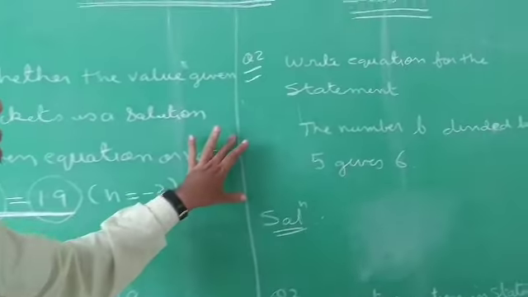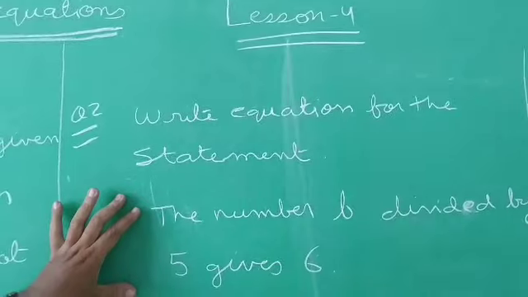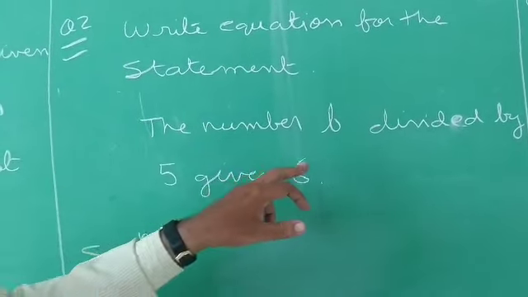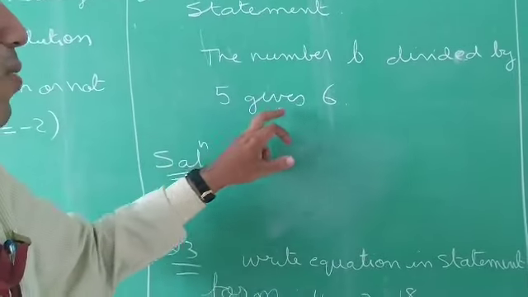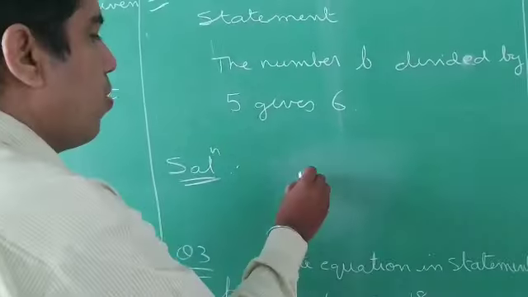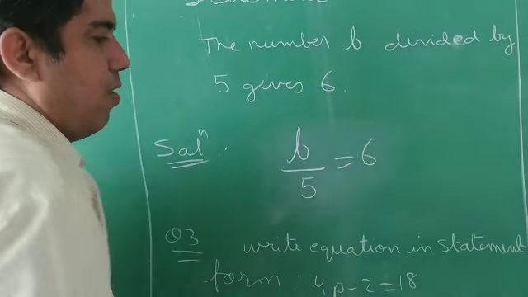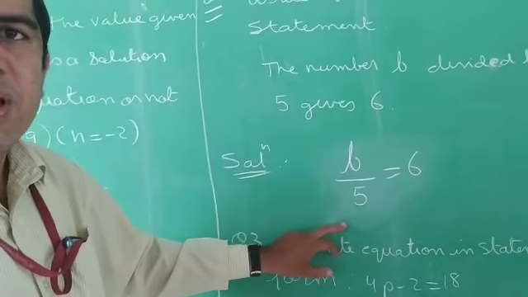Now, question number 2. Write the equation for the statement. Now you have to set up an equation for the given statement. The statement is given here: the number b divided by 5 gives 6. So what will come? b divided by 5 equal to 6. This is the answer here. b divided by 5 equal to 6.